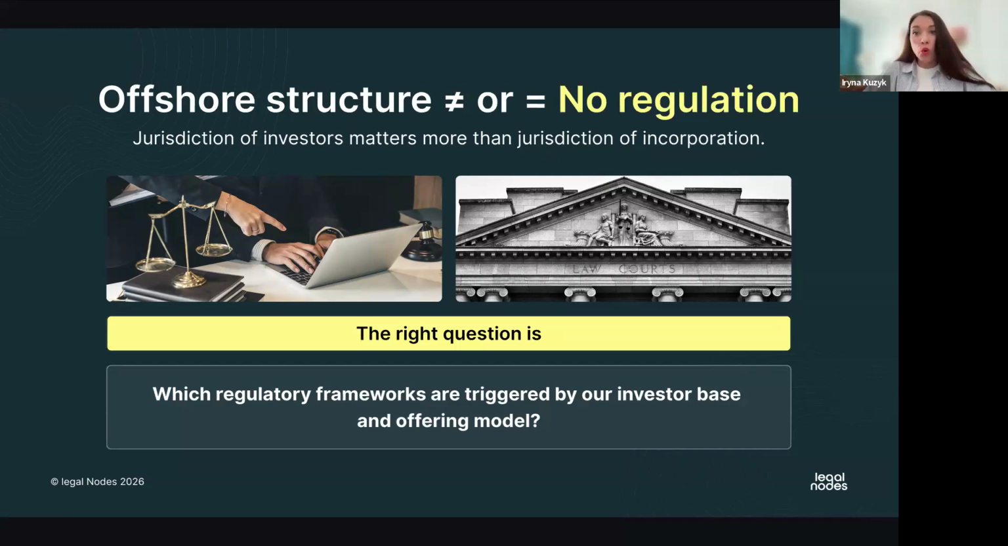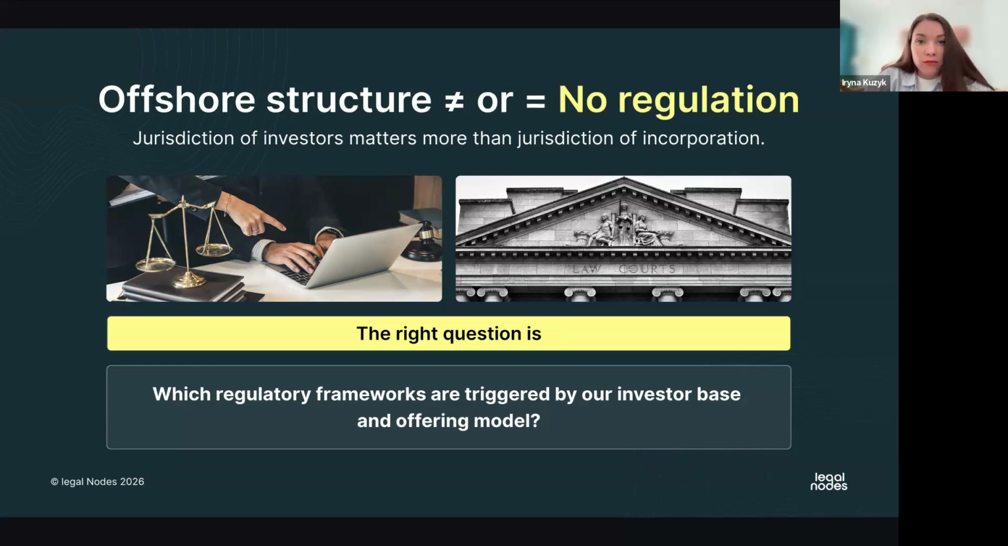The distribution is the most important stage of that tokenization, right? Because what is the point creating the token if you cannot onboard investors from the countries of your interest, right? If you are interested in dealing with US investors, then you have to comply with US securities offering laws. So the real question is not can we avoid regulation? The right question is which regulatory frameworks are triggered by your investor base and your offering model. Once that is clear, offshore entities can be used strategically, not as a shield, but as one part of your corporate structure that plays certain roles.